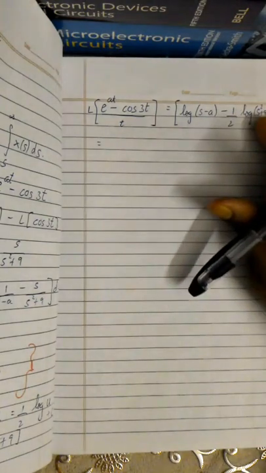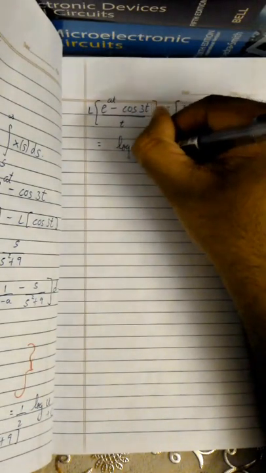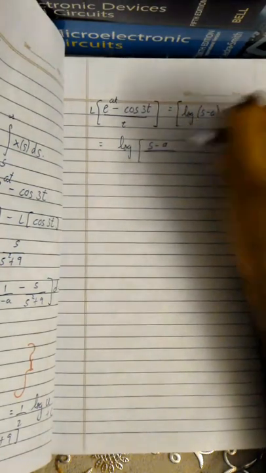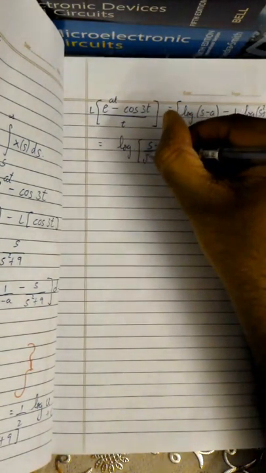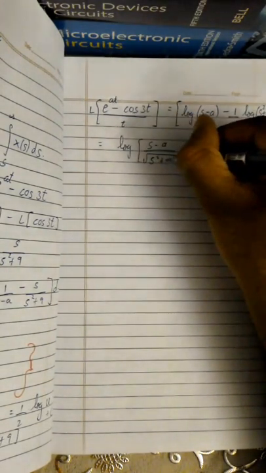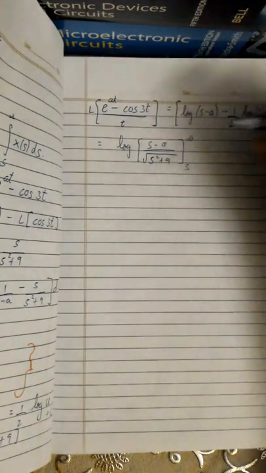This 1 by 2 log s square plus 9 can also be written as a root. And if I combine these two logs, then I will naturally get log of s minus a by, since 1 by 2 is the power of this, root of s square plus 9, from s to infinity.